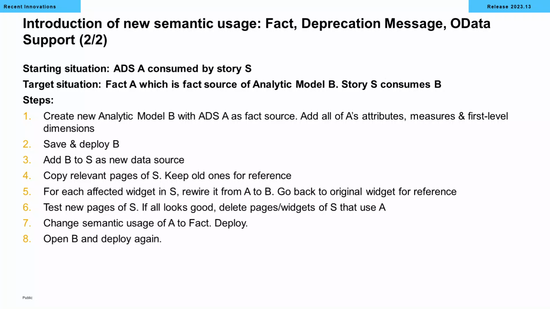And so what you do here now is that you add this new analytic model to this story as a new data source. And then you would copy as part of the migration, because there's no sort of replace action in the story editor. So all the pages that you want migrated, you copy them within the story. So you have each and every widget twice, once pointing to the ADS, and the copy points to the ADS as well. So the old ones you have always for reference, and then you go through these widgets and sort of rewire them from A to B. That's something that is unfortunately not automatic today.